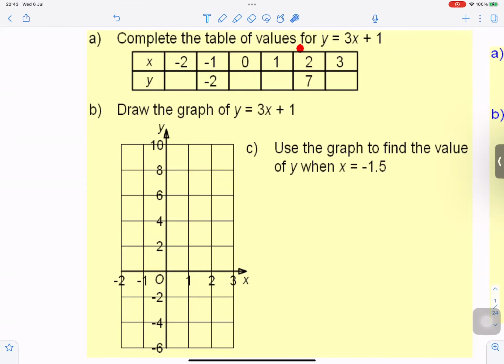Now it is your turn. Complete the table of values for y equals 3x plus 1. Draw the graph of y equals 3x plus 1 and use the graph to find the value of y when x equals -1.5.